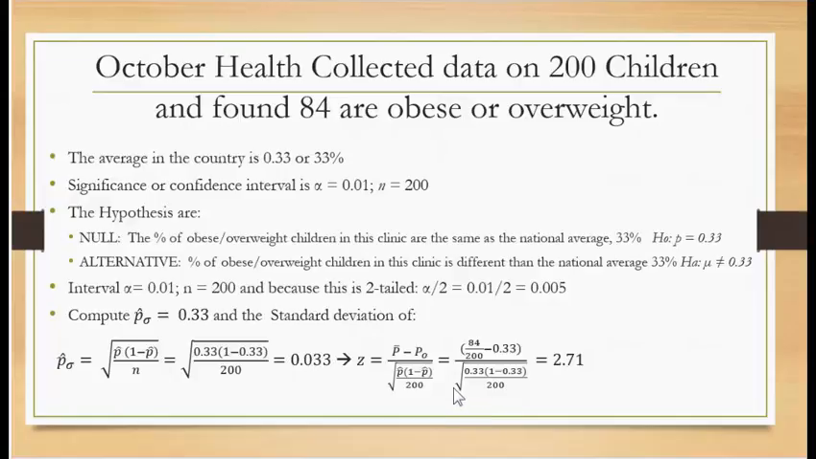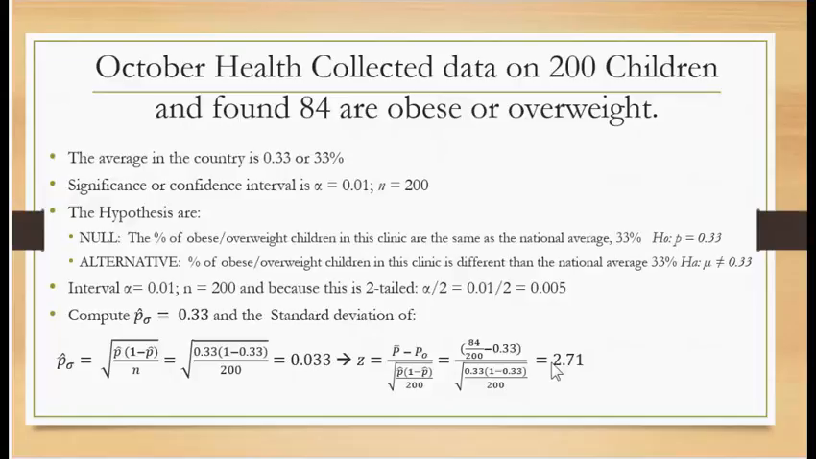And then we also have to compute the standard deviation of the average, or how much our average normally varies. So we just take 0.33 times 1 minus 0.33, divided by our sample size, which is 200. And what we find then is our z-value is 2.71. So we stop for a minute and think about it: 2.71 standard deviations away from the middle. That is pretty far out in the tails, actually.